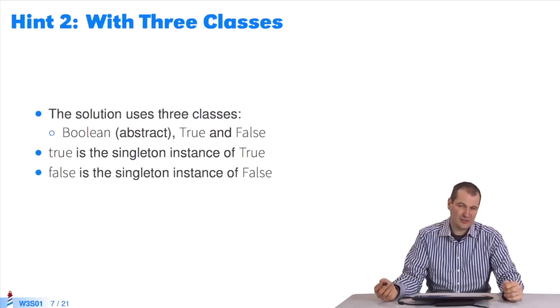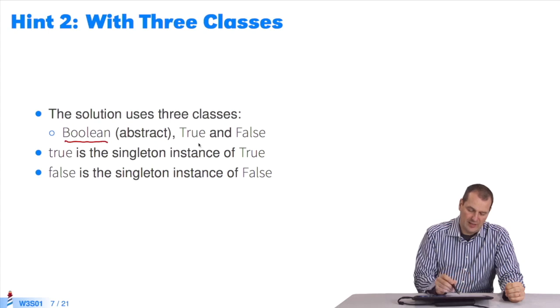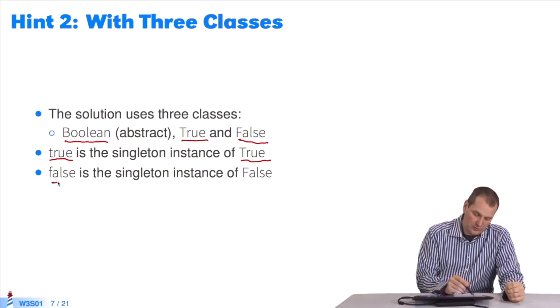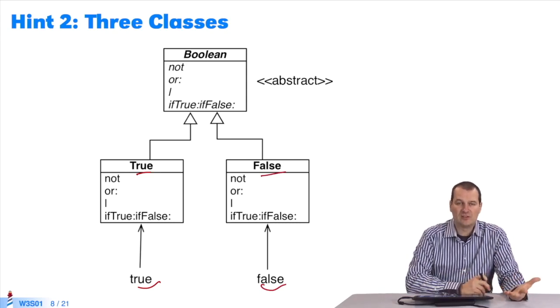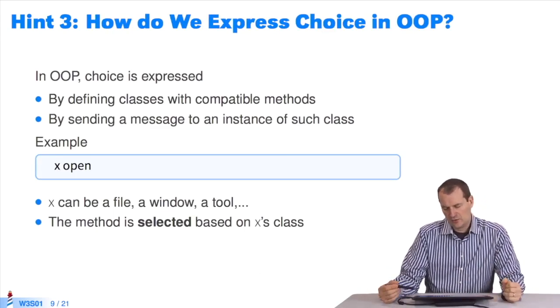The second hint, the solution uses three classes. It has the class Boolean, which is abstract. It has the class True and the class False. The Boolean object true is the singleton instance of True. Do you see the difference? The instance true starts with a lowercase, and the class False starts with a capital F. And false is the singleton instance of False. If we visualize it in a diagram, we can see true is instance of True, and false of False. In theory, with this hint, the solution should be obvious to you. I'm not sure you can see it. I will let you think more about it. The solution is in the end. I won't tell you right now.